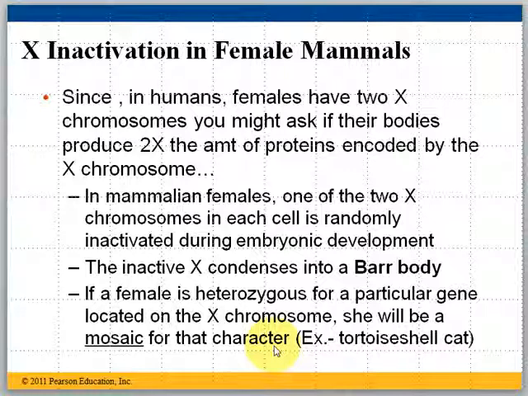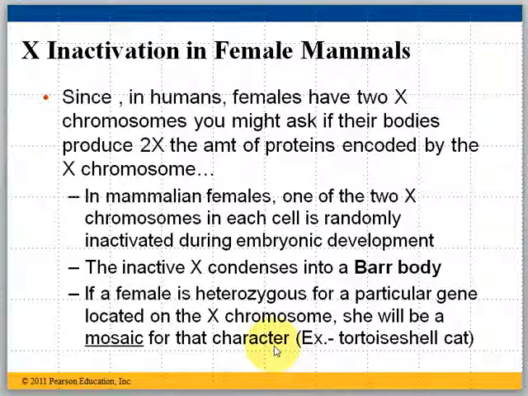That bar body was named after a Canadian anatomist, and the discoverer of this, his name was Murray Barr. And that bar body will kind of lie along the inside of the nuclear envelope of the cell. Now remember I said which of the X chromosomes gets inactivated is completely random. So that's just a 50-50 shot as to which one gets turned off or becomes a bar body. And remember that a female has two X chromosomes. One came from her mom and one came from her dad. So that means approximately half the cells in her body have an active X chromosome from mom and an active X chromosome from dad.